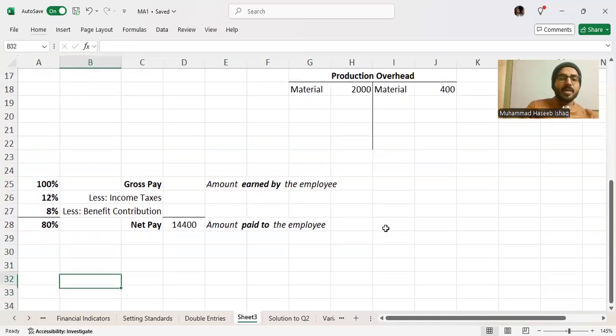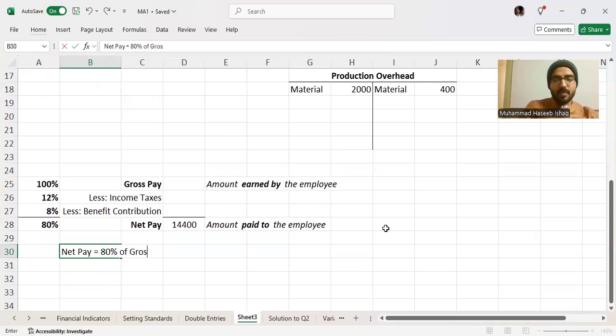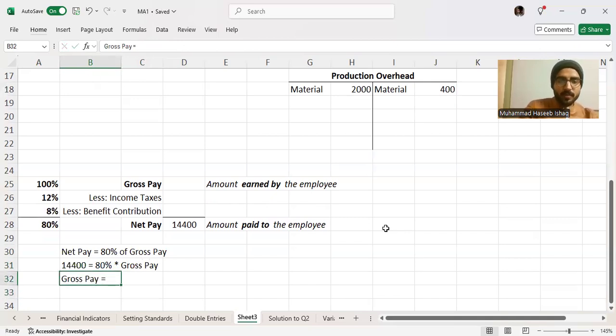So we can write it like this: net pay is equal to 80% of gross pay. Why? Because gross pay is 100%. Now we can just write the amount. Net pay 14,400 is equal to 80% multiplied by gross pay. Now we can rearrange this formula to find the gross pay. Gross pay will be equal to 14,400 divided by 80%. Very easy. So gross pay is 18,000.